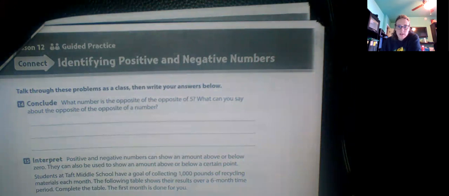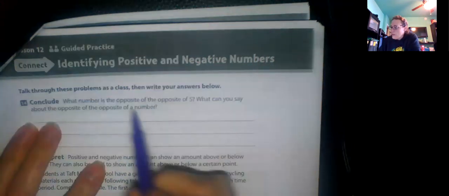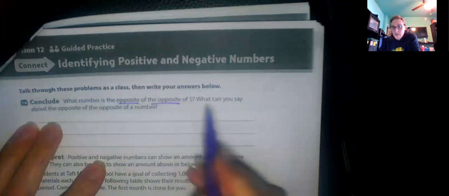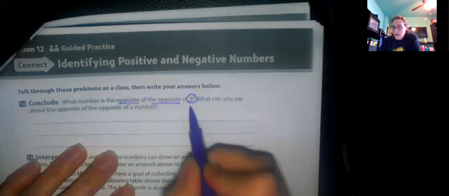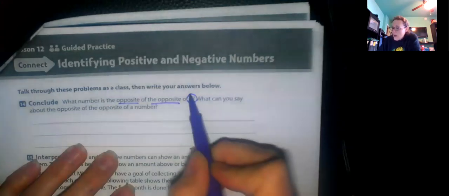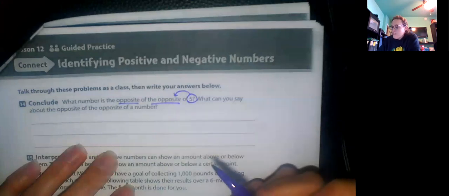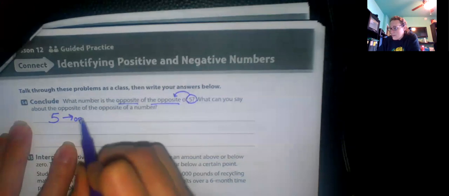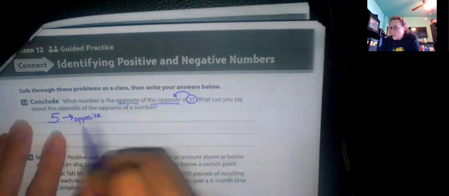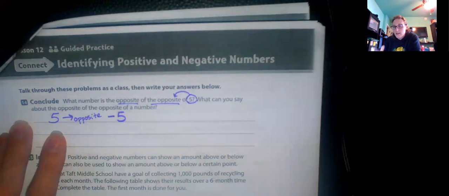So what number is the opposite of 5? Well, when they give you double words like that, we need to think about what that means. So let's start with the number, okay? So we have 5. 5 is positive. So we want the opposite of 5. So if we had 5, then the opposite, of course, is negative 5, right? Because that's the other way on the number line.